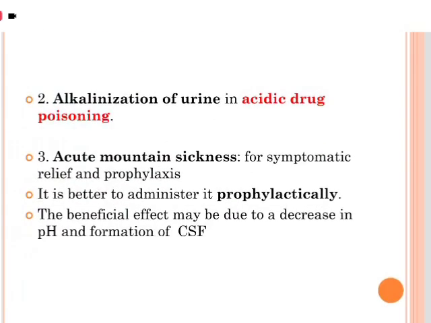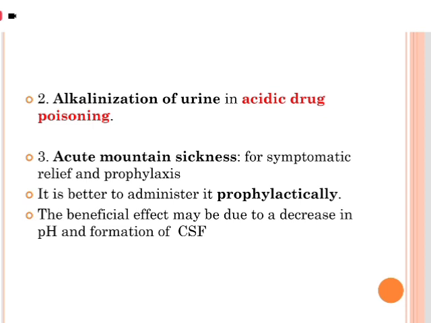Now it is also used for the alkalinization of urine. And where do we use this alkalinization of urine? For acidic drug poisoning like salicylate, barbiturates. If there is a poisoning of salicylate or barbiturates or any acidic drug, we will do the alkalinization of the urine so that the drug will remain ionized in the urine and will not get absorbed in the renal tubules, so it will get easily excreted in the urine. So alkalinization of urine is done in case of acidic drug poisoning.